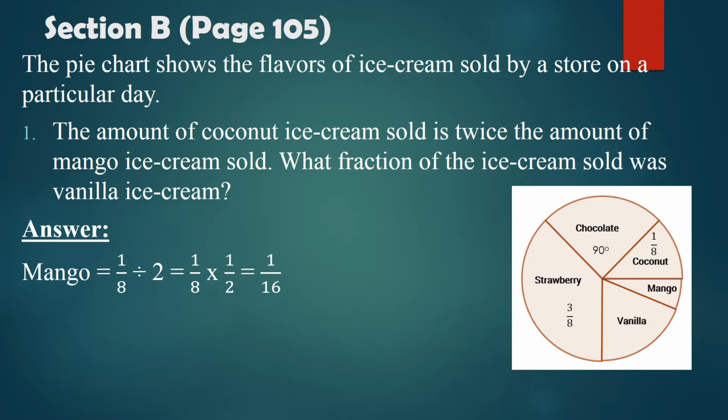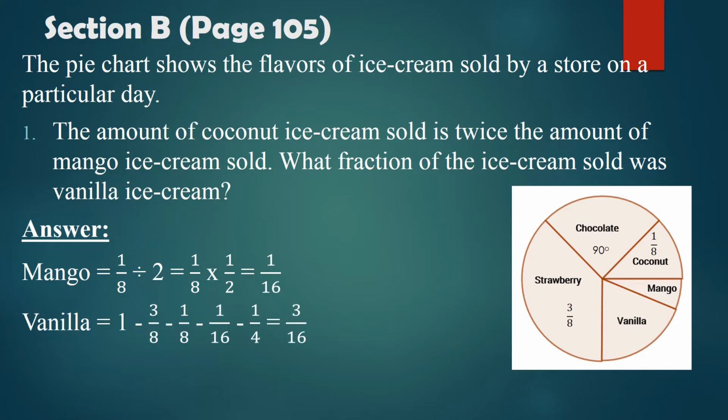However, they mentioned that the amount of coconut ice cream sold is twice the amount of mango ice cream sold. It means that the coconut ice cream is 2 times the mango ice cream. If you want to find the mango ice cream, you have to take 1/8 divided by 2. But when a fraction is divided by a whole number, you have to inverse it to be a fraction. So you got 1/8 times 1/2, and then you got 1/16.